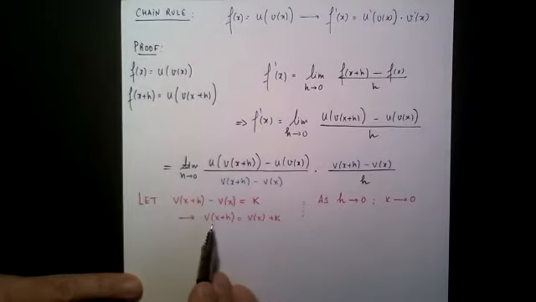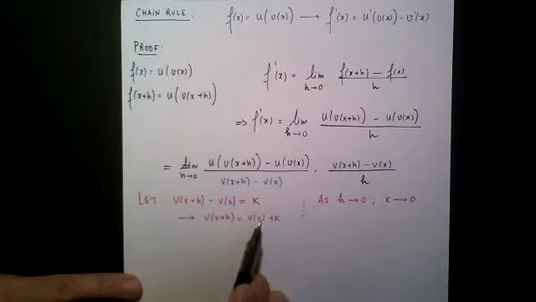Do you understand this? Yeah. Okay, because here you could see it better. v of x plus 0 is equal to v of x, plus 0. This has to be 0 as well. If h is 0, k is 0.